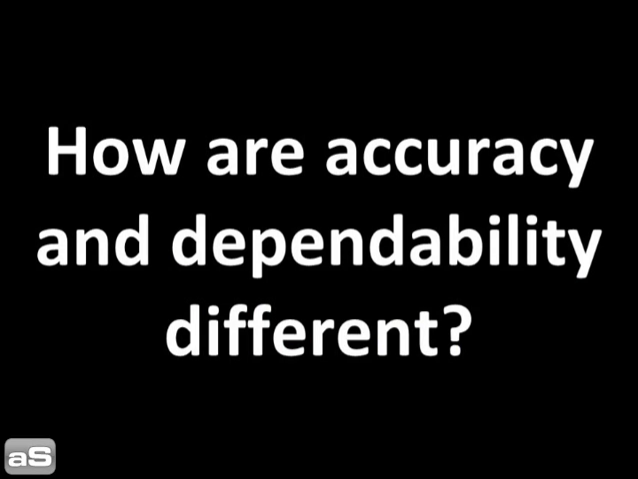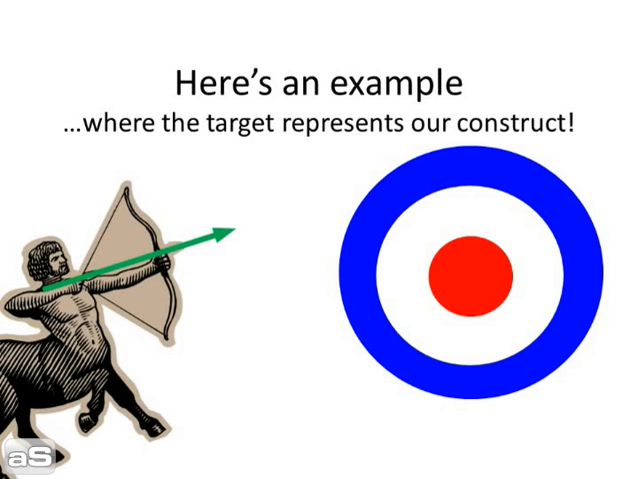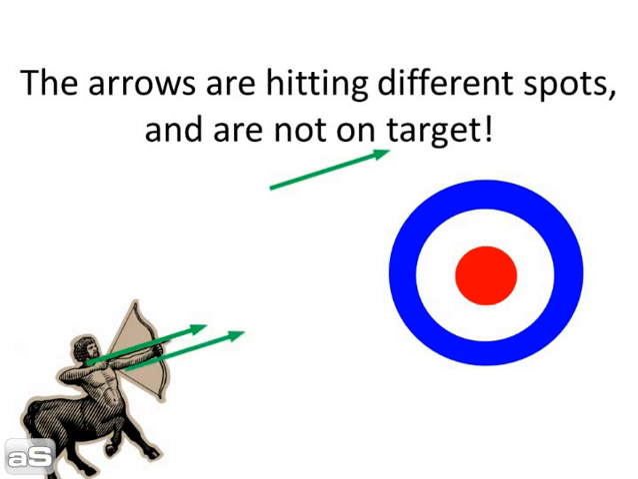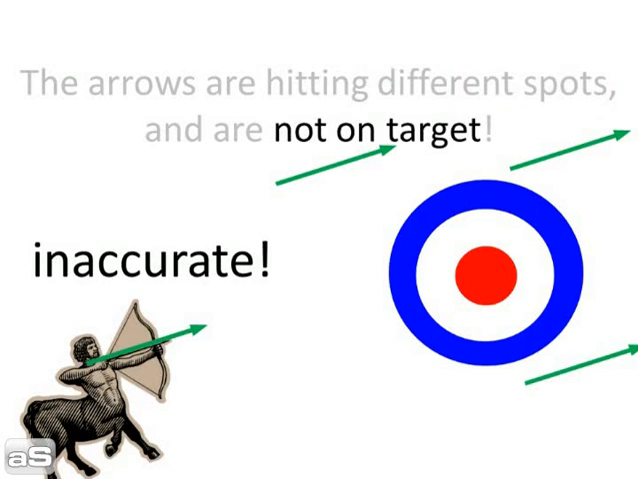How are accuracy and dependability different? Here's an example where the target represents our construct. The arrows are hitting different spots and are not on target. Because there are different spots, the result is undependable. And it's not on the target, so it's also inaccurate.